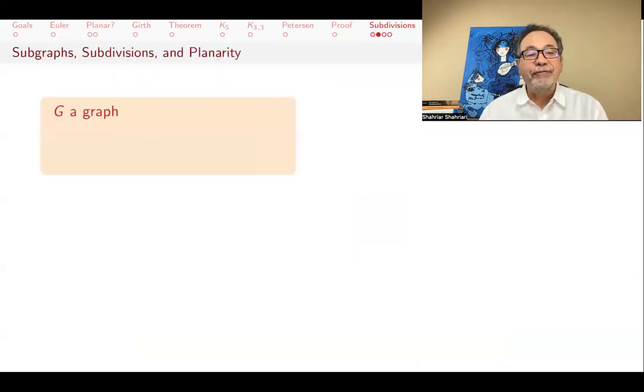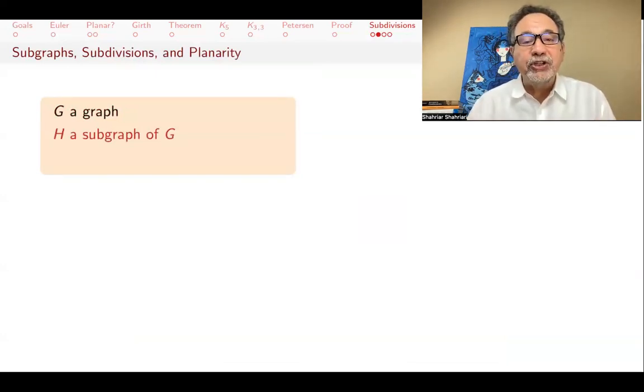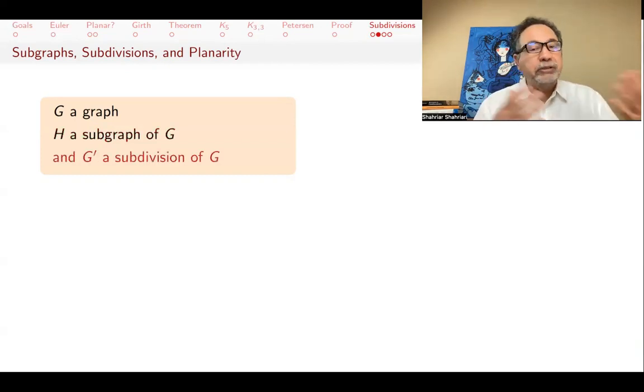Let's say that you have a graph G and H is a subgraph of G. A subgraph of G means that you take some of the vertices of the graph and then some of the edges between those vertices. You can't take an edge without taking its vertices, but you can take a vertex without taking an edge. A subgraph is some of the vertices and some of the edges of the original graph, but if you take an edge, you have to take its vertices. And G prime is another graph, but we know that it's a subdivision of G.